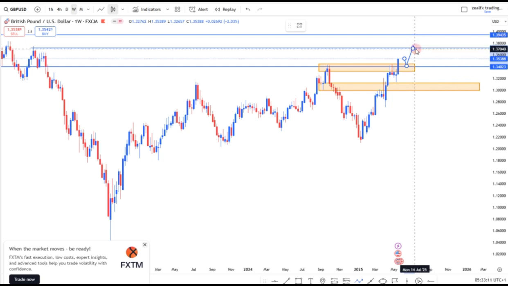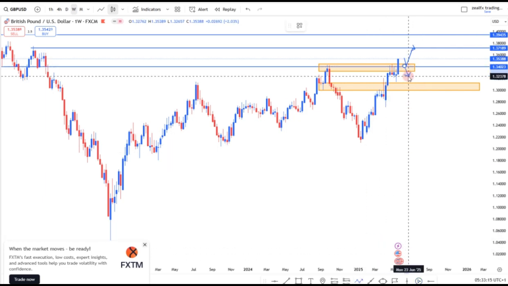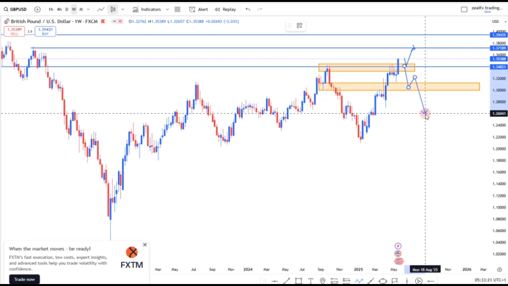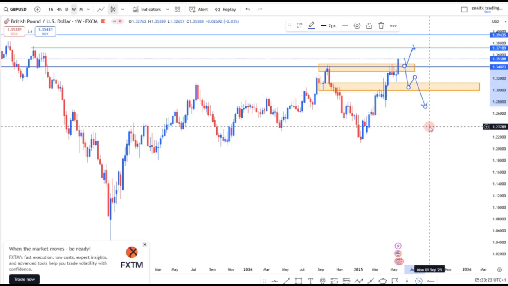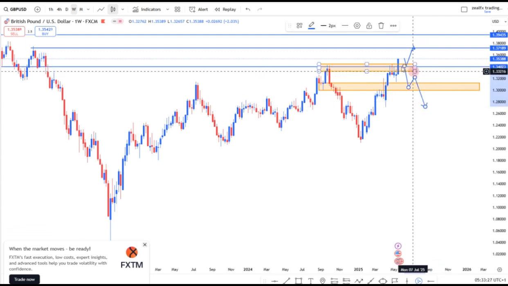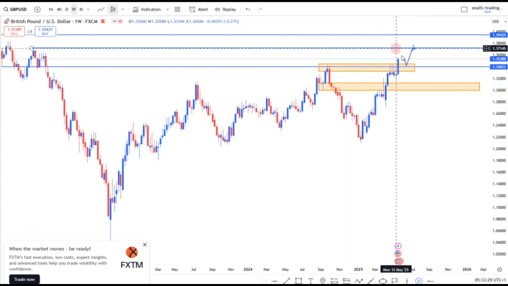So for our selling scenario, if price breaks below this level, we'll be looking for a retest, and we'll look for a sell opportunity to the downside for the GBPUSD. So GBPUSD is giving us a sign of more bullish continuation in this coming week. So let's go back to our daily chart.